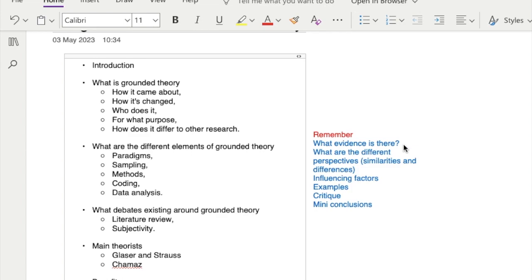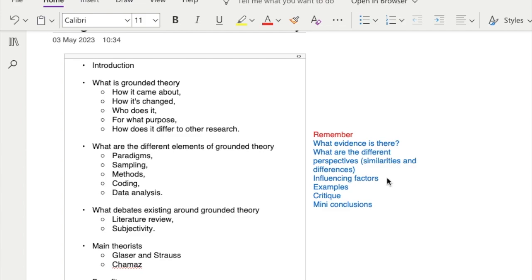So I might start to think about who supports what I'm trying to say. Are there any caveats or different perspectives to consider? And are there any challenges to what's been said? So, for example, it could be similarities and differences. And again, as I'm writing, I want to make sure that I'm ticking off, have I included influencing factors?